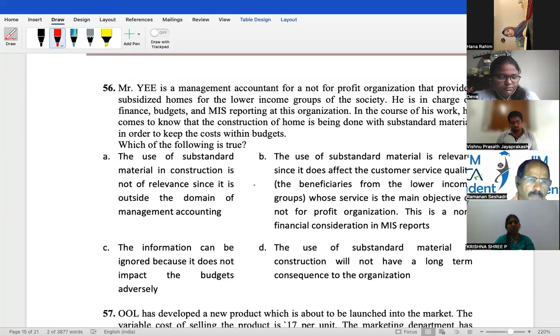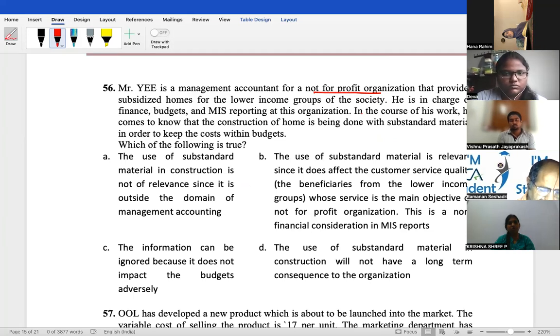Mr. YEE is a management accountant for a not for profit organization that provides subsidized homes for the lower income groups of the society. He is in charge of finance, budget, and MIS reporting at this organization. In the course of his work, he comes to know that the construction of homes is being done with substandard material in order to keep the cost within the budgets. Which of the following is true?